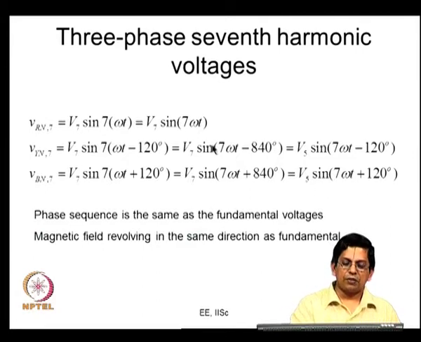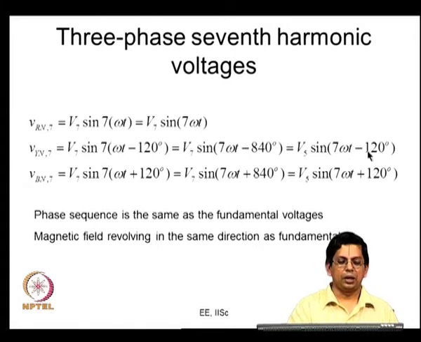So, you can see that the phase sequence is the same as the fundamental. R phase is 7 omega t, Y phase is 7 omega t minus 120, and the B phase has a phase angle of 7 omega t plus 120 degrees. So, the phase sequence is the same as the fundamental, and the magnetic field will also revolve in the same direction as the fundamental. You can do this analysis for the 11th and 13th. The 11th, like the fifth harmonic, produces a magnetic field in the opposite direction, whereas the 13th, like the 7th, produces a magnetic field in the same direction as the fundamental.